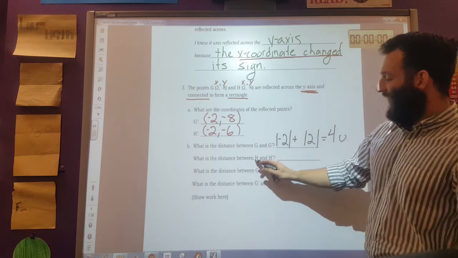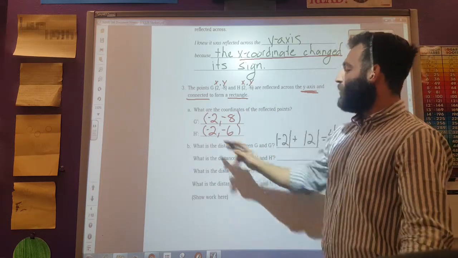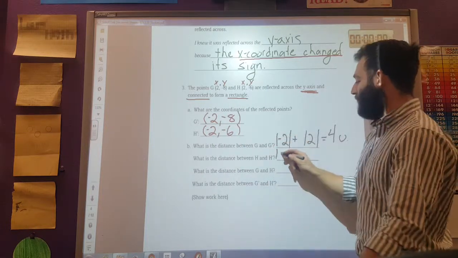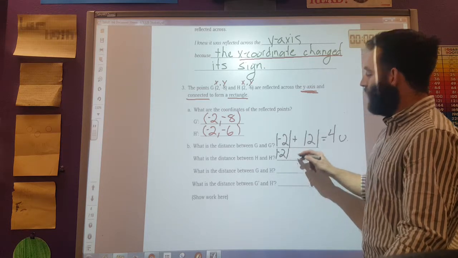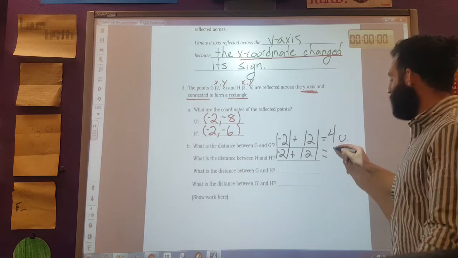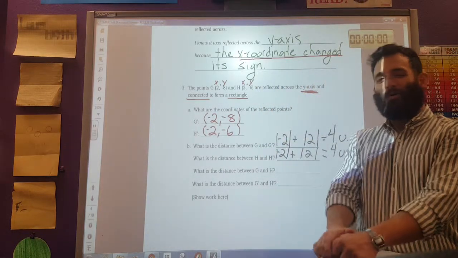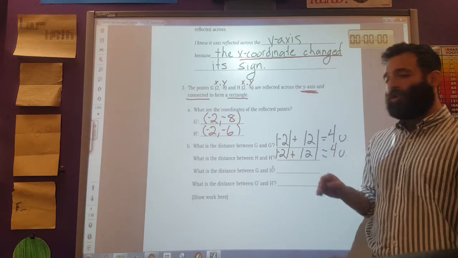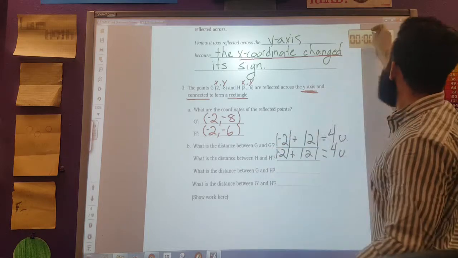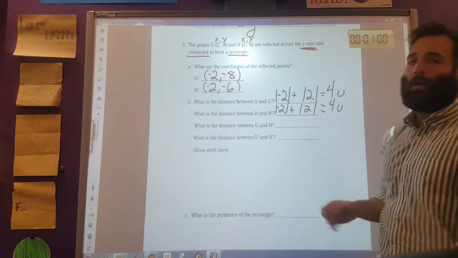Now I want to know the distance between H and H1. H is at (2, -6). H1 is at (-2, -6). So I'm going to write my expression of the absolute value of -2 plus the absolute value of 2. And again, this would give me 4 units. Now I'd like you to find the distance between G and H, and then the distance between G1 and H1. I'll give you 1 minute, and if you need a little bit more space to show your work, feel free to use this big space down here. 1 minute, go ahead.